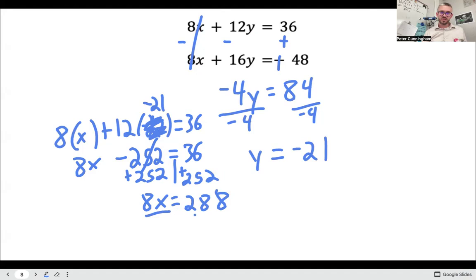288. I don't know what 288 divided by 8 is. Use the calculator. Don't be ashamed. 288 divided by 8. Just as I suspected, 36. So the x value is 36. Y value is negative 21.